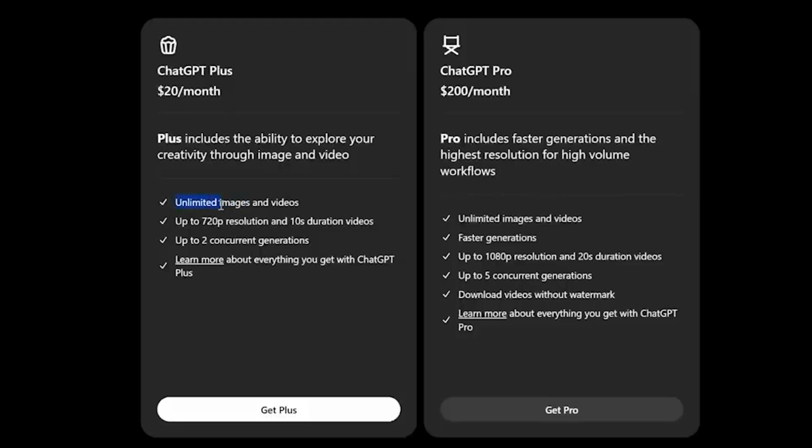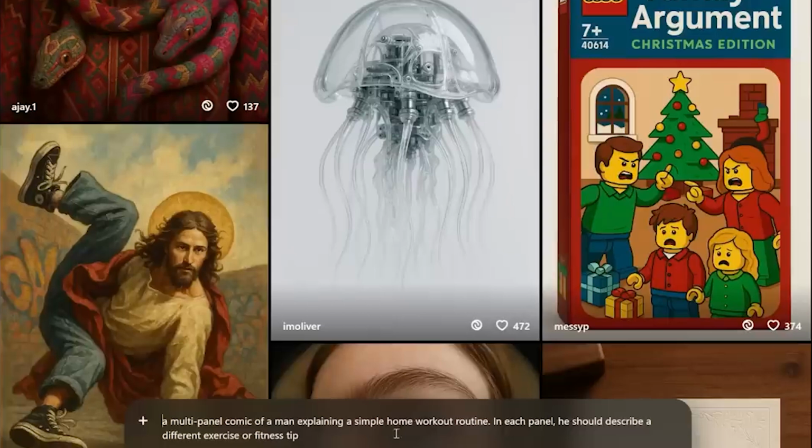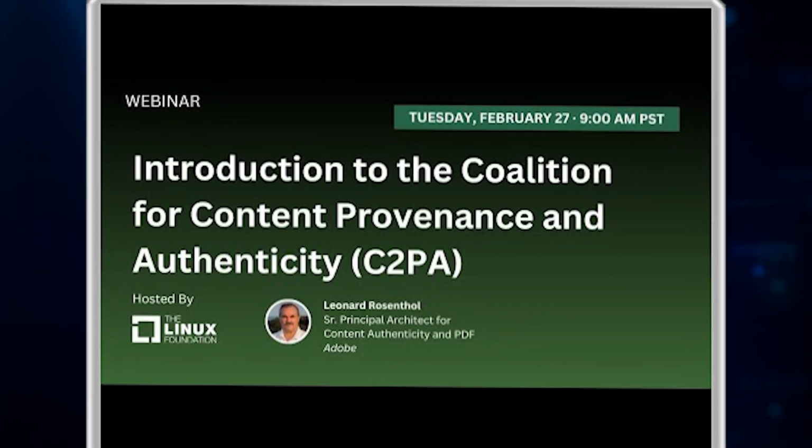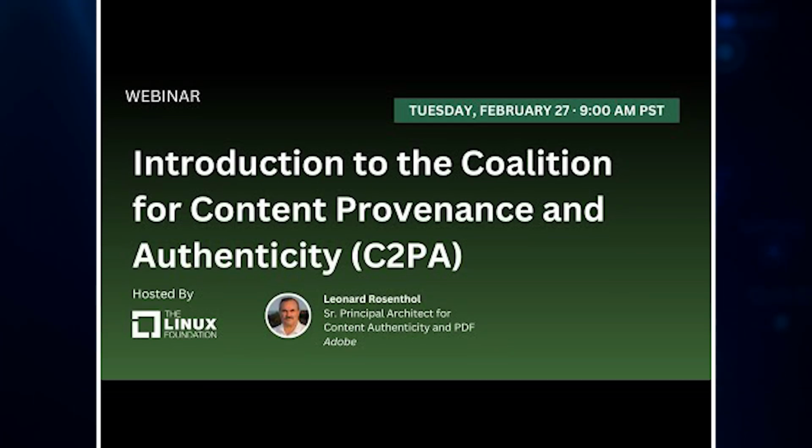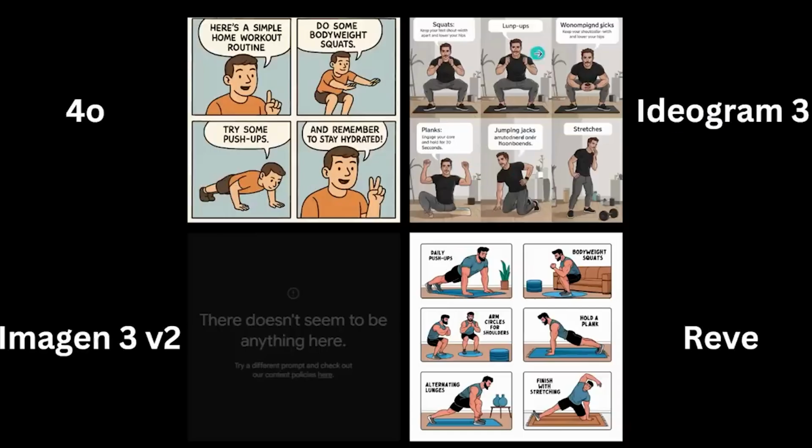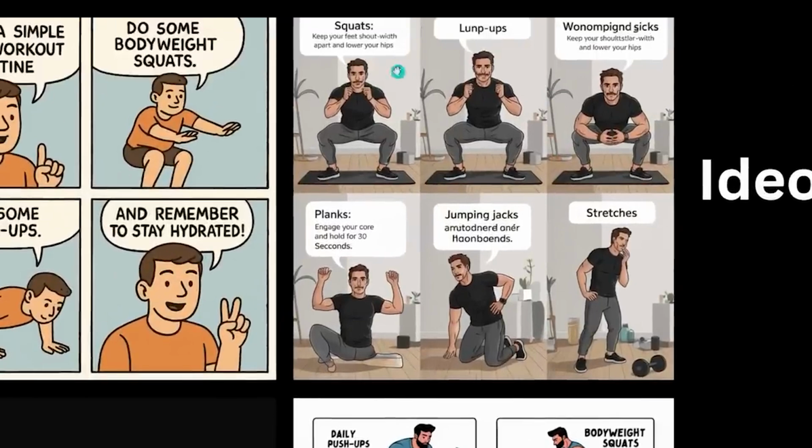OpenAI has implemented robust safety measures to prevent misuse, including safeguards against creating images featuring nudity, graphic violence, or deepfakes. Each image also includes Coalition for Content Provenance and Authenticity, C2PA metadata, which helps track the image's AI origin, an important step toward responsible AI use.